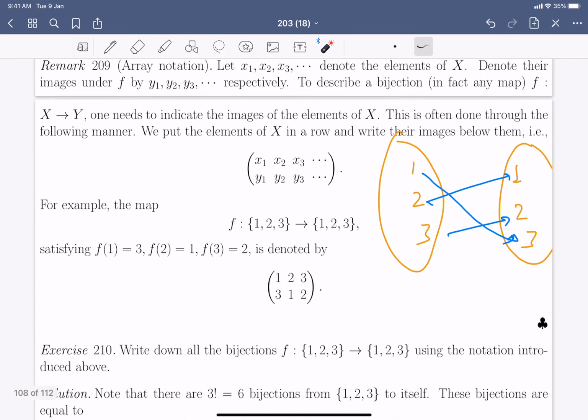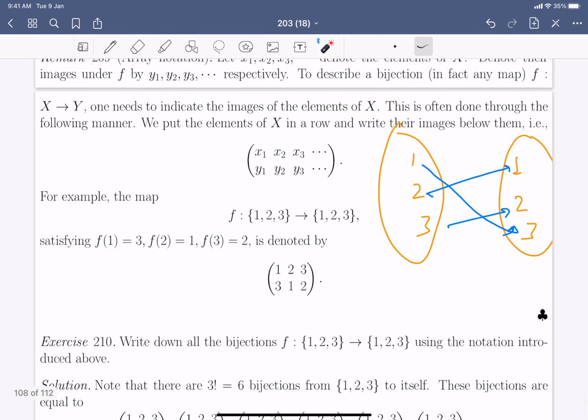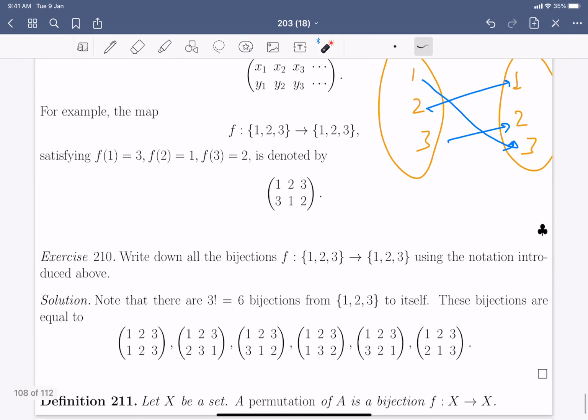So what we will do is the following. We will write 1 to 3 in the first row, and right below 1 to 3 we will write their images. Here 1 goes to 3, so we write 3 below 1. Here 2 goes to 1, so we write 1 below 2, and here 3 goes to 2, so we write 2 below 3. So first we write down the elements of the set X, and then below them we write down their respective images.